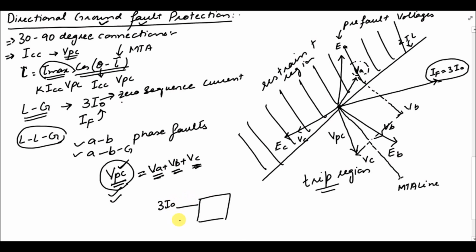3I0, which is actually the fault current, and VA plus VB plus VC, right? So this is the VPC value, and we also know that 3I0 is equal to IA plus IB plus IC from the sequence network analysis of the single line to ground fault case. So this was the explanation of the directional ground fault protection.